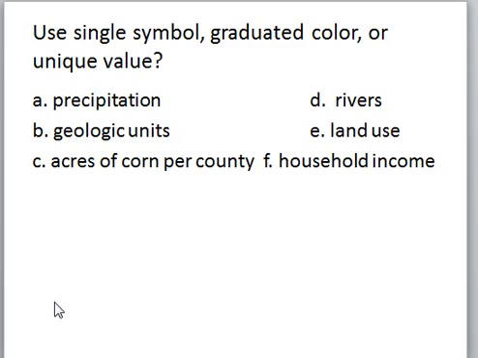Graduated color, right. How about geologic unit? Limestone, granite. Yep, unique symbol, right. How about just showing rivers? Single symbol or just feature, right? It defaults to feature. Now, if I wanted to show the discharge of the river, if I had a field called discharge, then I would maybe try the graduated color.